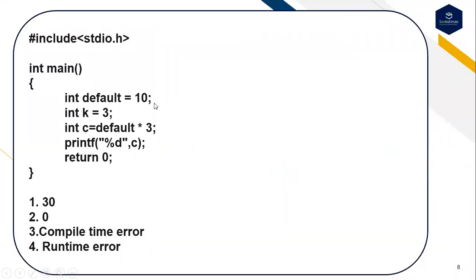int main, int default is equal to 10, int k is equal to 3, int c is equal to default into 3. Printf, we are trying to print the value of c. These are all the following options. First option is 30, second option is 0, third option is compile time error, and the fourth option is runtime error. You can pause this video and predict the output of this code.